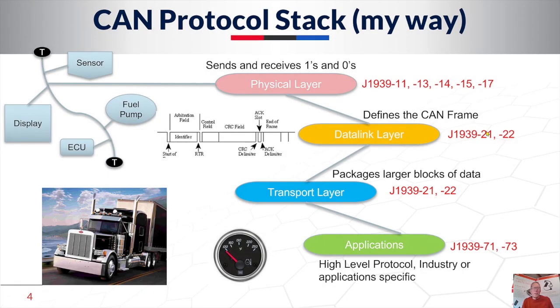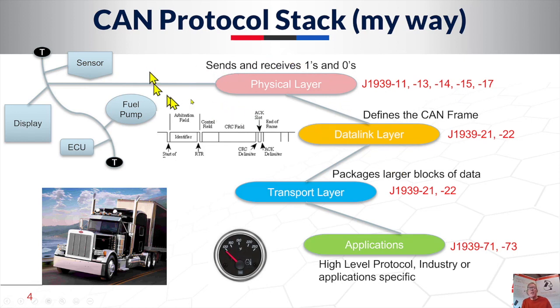So here's the communication stack, my way. Got the CAN network out here, a simple network. You've got a physical device attached to it. You have a physical layer in the stack. You have a data link layer, transport and application layers, usually shown with application on top. I like to show it this way.